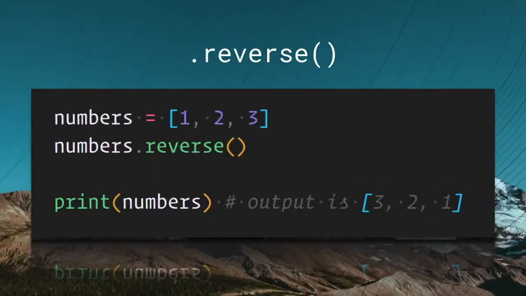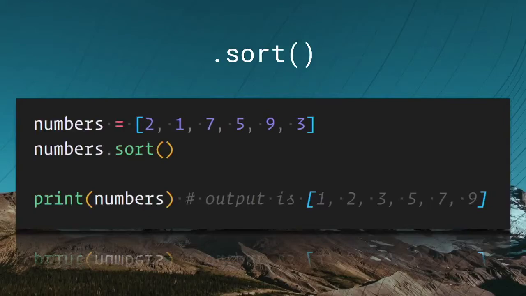Reverse reverses the items in the list. 1, 2, 3 dot reverse would now give us the output of 3, 2, 1. Sort will sort the items in the list. So given this unordered list, 2, 1, 7, 5, 9, 3, once we sort it, the output is now 1, 2, 3, 5, 7, 9.